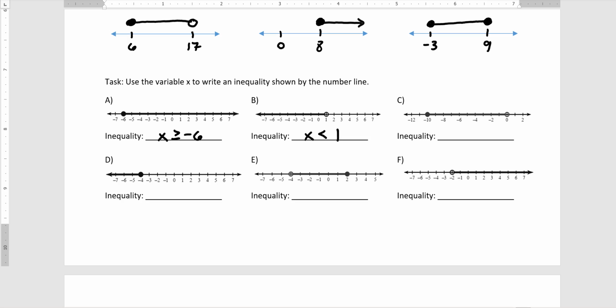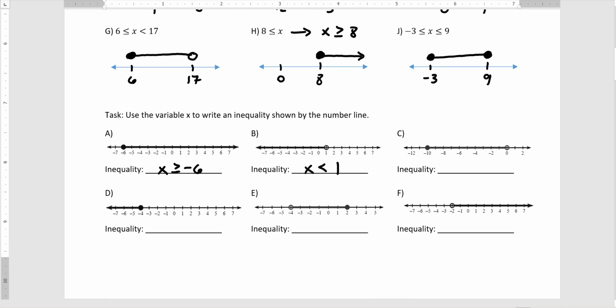And looking at letter C here, we have a couple circles. We have a closed circle at -10, and then we have an open circle at 0. So this is going to have to be a compound one, right? Like up above with J or G. If we have two circles, we know that x is in the middle of them. So I'm going to start with the lowest value, -10.